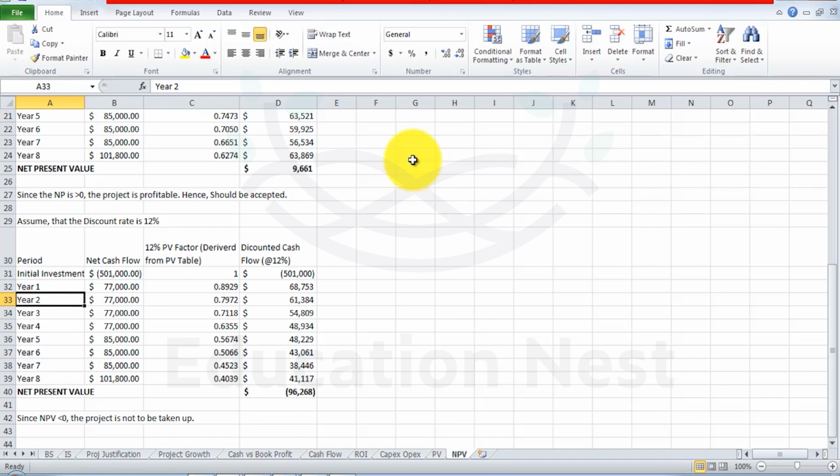So that was all, guys, with regard to the net present value, and I hope this was sufficient and clear enough for you to interpret and make your own net present value computations. I'll see you in the next session. We're going to start with another method of project evaluation.